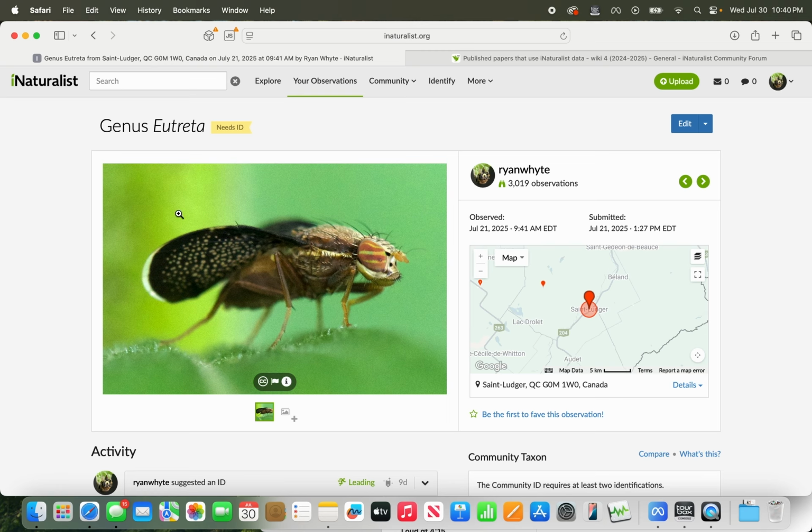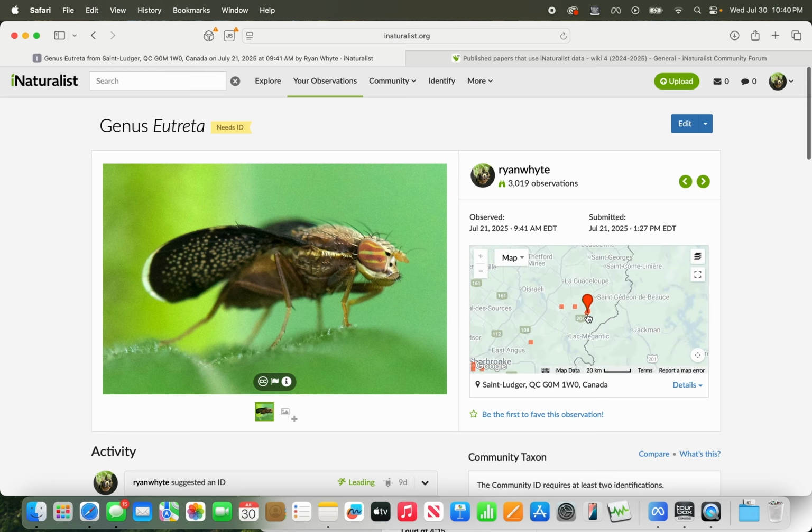Now, in this case, I didn't know this species. Amazing looking fruit fly, far more interesting than any I've ever seen, particularly this pattern on the wings, amazing pattern on the eyes, and so forth. Very cool. I can learn about it instantly in a number of ways. First of all, I can just look at the map.